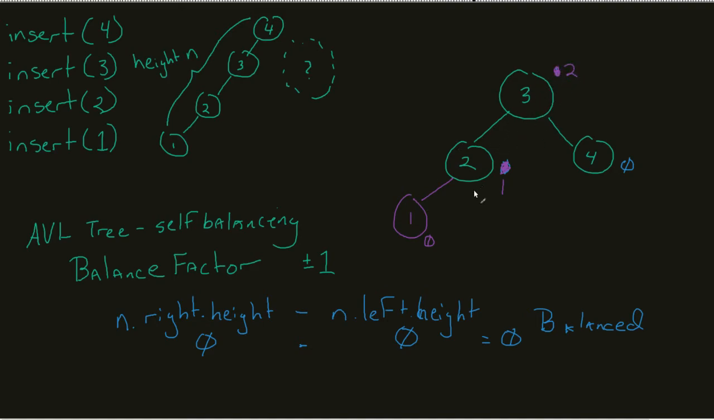So, if we looked at that same kind of premise on our 3 node for a second, we could say, well, what's the right height? Well, we just changed it. It's now 1. And what's my left height? Sorry, my right height is still 0. My left height is now 1. Well, if we calculated this out, we get a negative 1. This is not balanced, but it's still okay, because obviously we need to have a slight plus or minus 1 for the balance factor. And so what we would call this is left heavy.